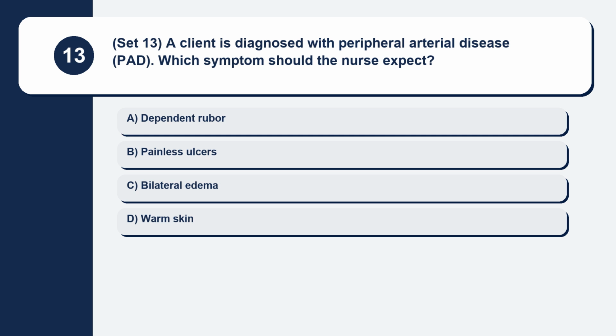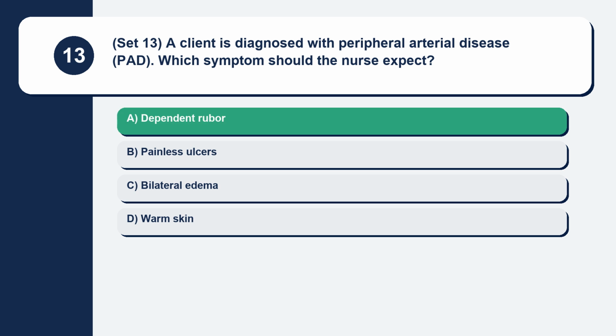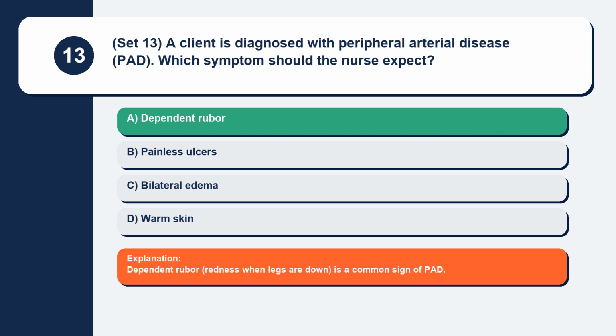Question 13. Set 13. A client is diagnosed with peripheral arterial disease, PAD. Which symptom should the nurse expect? Dependent rubor, painless ulcers, bilateral edema, warm skin. Dependent rubor, redness when legs are down, is a common sign of PAD.